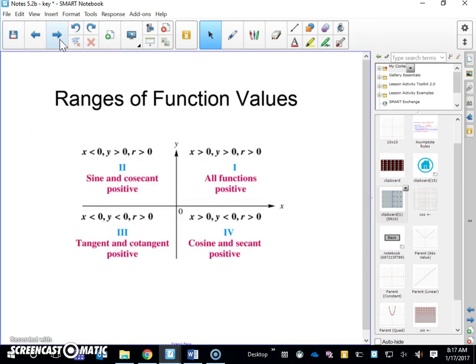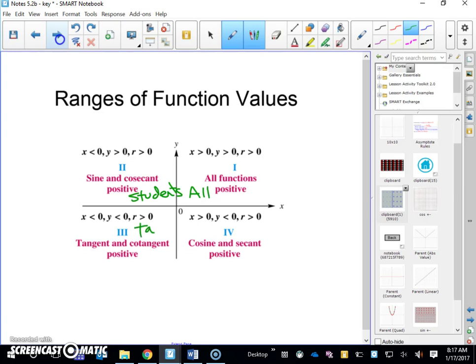So there's another way of doing it, and I think this chart is a little bit overcomplicated. But basically, remember the saying, all students take calculus. It's like a little mnemonic device. All students take calculus. That's maybe a shortcut. The A in all stands for all functions are positive. All of them are positive. You might just write that in the top corner of your page or something like that.